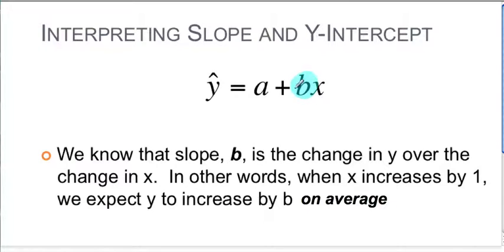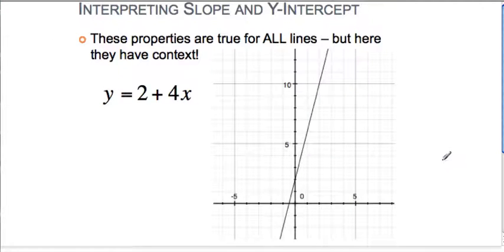The other constant, b, is our slope. You already know that slope is the change in y over the change in x. So in context, when x increases by 1, we expect y to increase by whatever the slope, b, is on average. These facts have always been true. These properties are true for any line. It's just that in statistics, they usually have context.